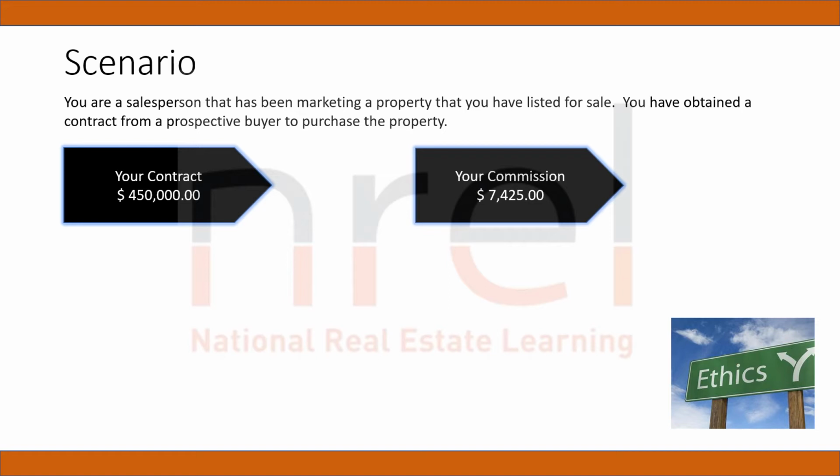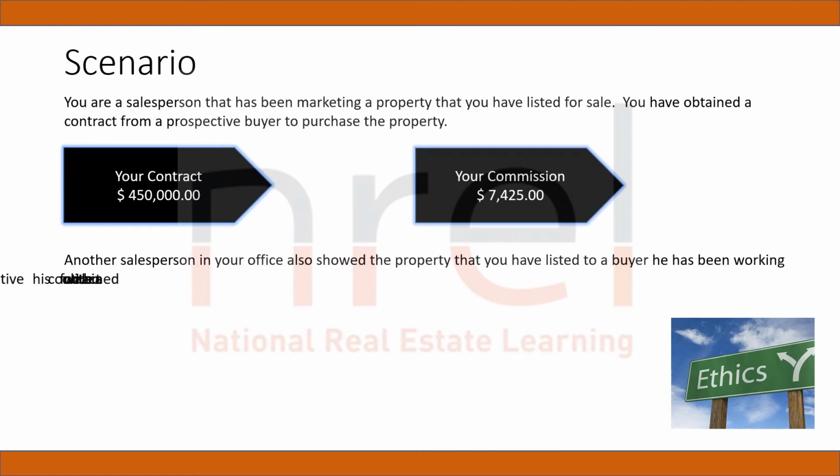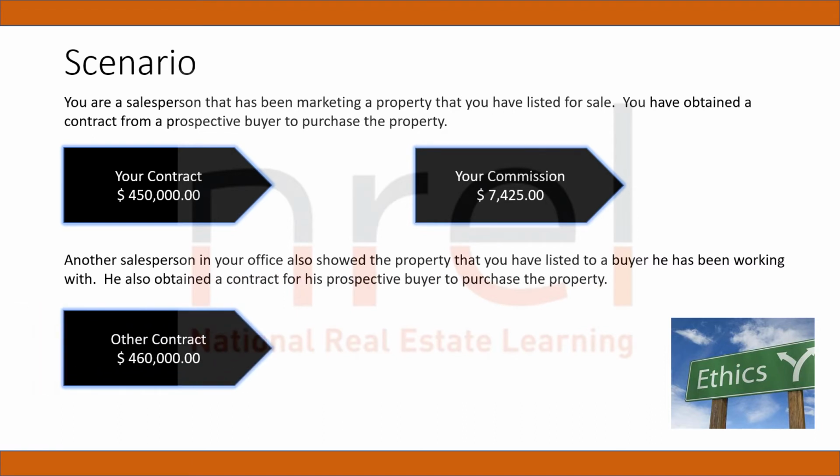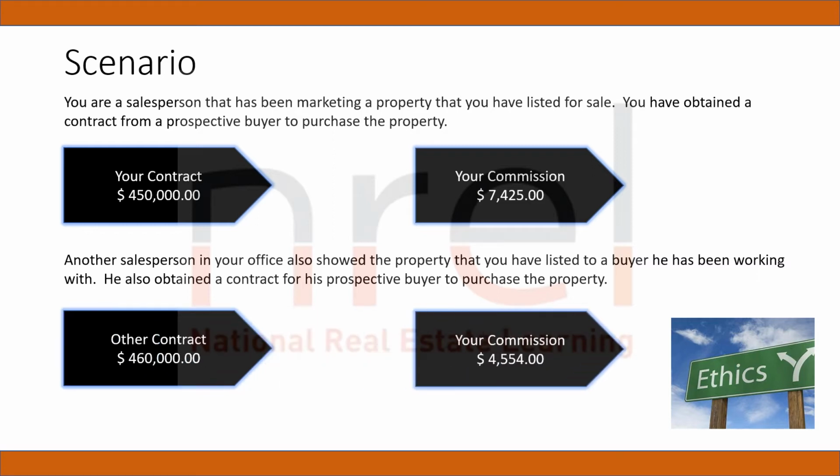But you've also got a scenario where you've got another salesperson in the office that has also showed your property to a buyer that they've been working with, and they have obtained a contract to purchase the property as well. And they have obtained a contract at a price of $460,000. This means you will now have to share the commission paid by the client, and so you will then earn approximately $4,554 in commission.